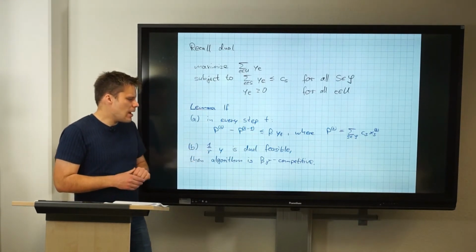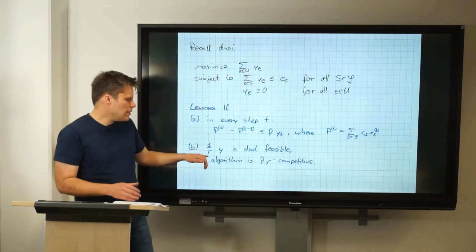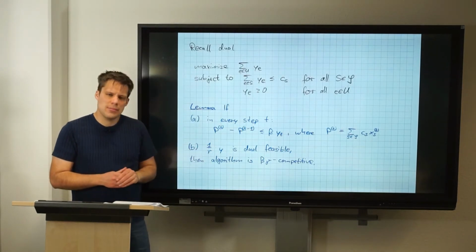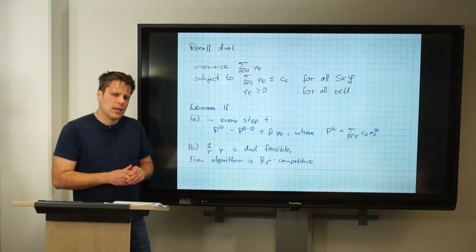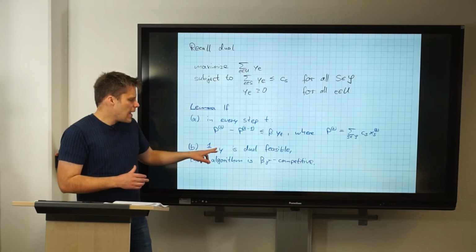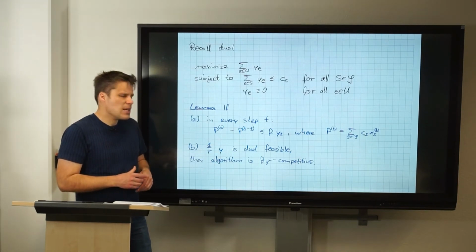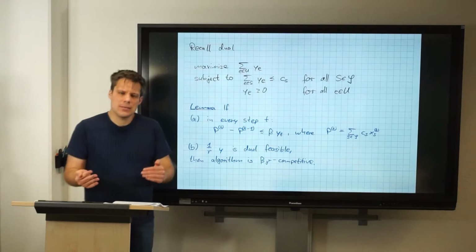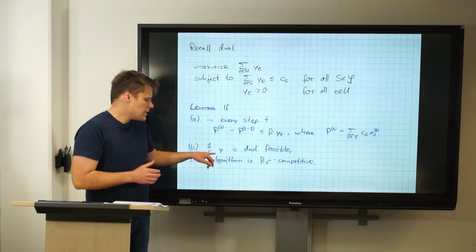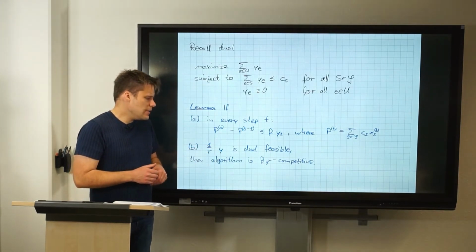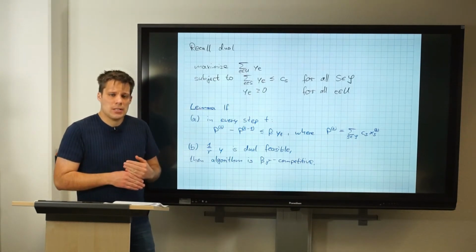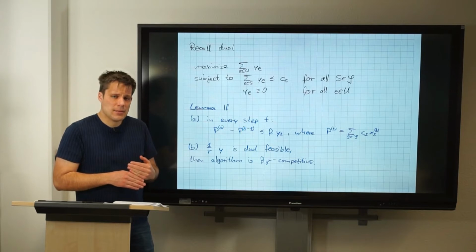And then we have this other thing, namely that 1 over gamma times y should be dual feasible. And what's the point there? Well, we know that any solution y tells us how much you have to spend at least, how much even the offline solution has to spend. So we are now scaling down this y, and if this is dual feasible, then this gives us a lower bound on how much the offline optimum has to spend.